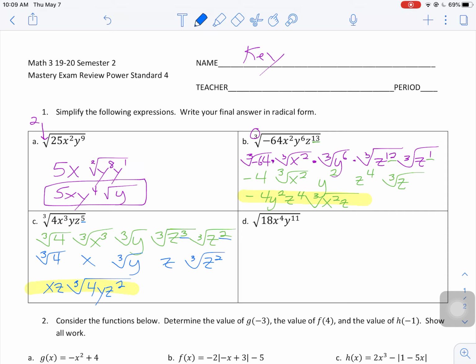For letter D, there's no little index, so it's understood that it's a square root. It's an invisible 2 as the index. So 18 is not a perfect square, but it can be broken down into a perfect square factor and then whatever's left over. So when you're talking perfect squares, you're talking about things like 1 times 1, 2 times 2, 3 times 3, 4 times 4, 5 times 5, 6 times 6, and so on and so forth. So those are perfect squares. So I didn't write down 9. I wrote down 3. And that's the one we need.